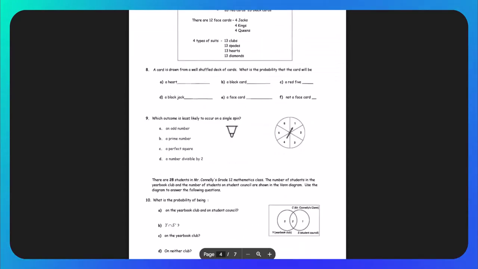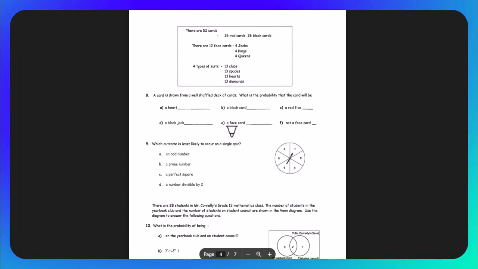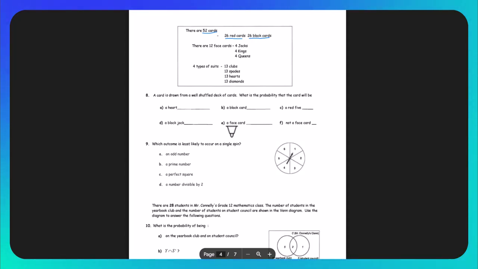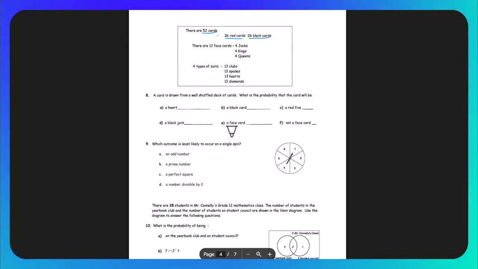Now, in probability, we talk about a standard deck of cards. A standard deck of cards has 52 cards in it, and they are 2 different colors. There's 26 red cards and 26 black cards. Now, there's what's called face cards. The face cards, there are 3 different ones. There's a jack, king, and queen. And so there's one of what we call suits.